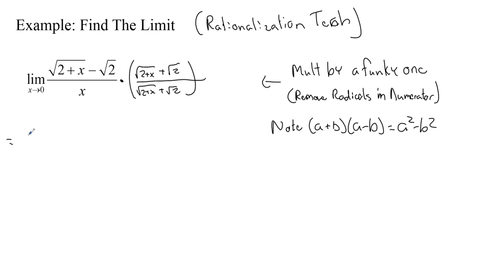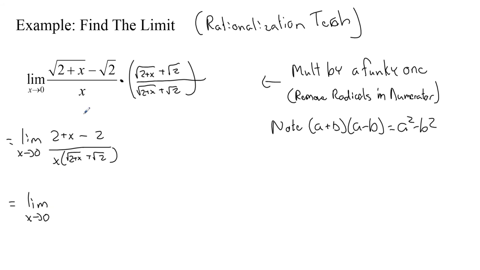So this thing becomes, and again, I'm not taking the limit, so I have to write the limit. So this is my a, here's my a, here's my b, here's my b. So this is going to be 2 plus x minus 2 all over x times the square root of 2 plus x plus square root of 2. And again, I haven't evaluated the limit yet, so I have to write the limit.